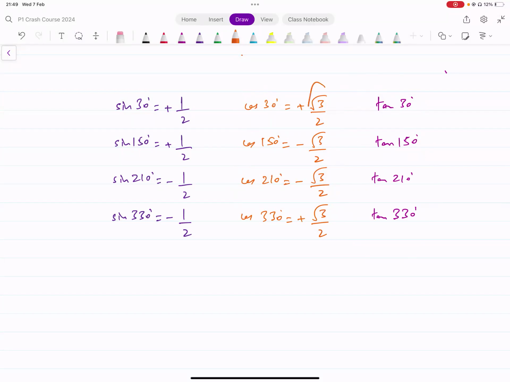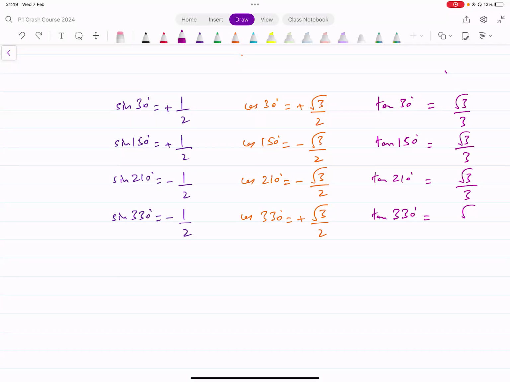But the magnitudes for all of them are the same. And what about tan? Let's try this for tan as well. Tan 30, if you try that, that will give you root 3 over 3, I think. Then tan of 150 is also going to be the same. Tan of 210 is going to be the same as well. And then tan of 330 is also going to be root 3 over 3.